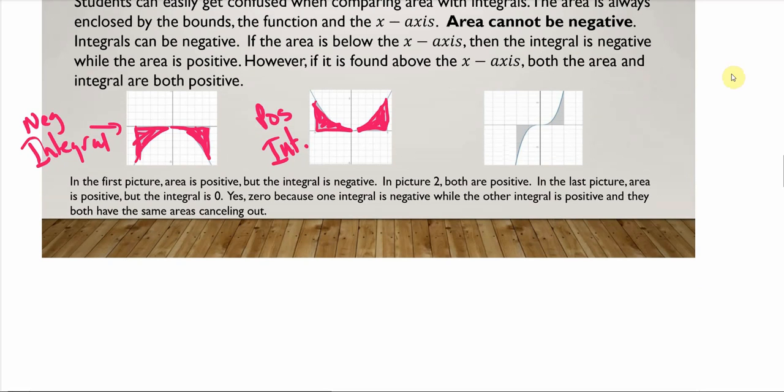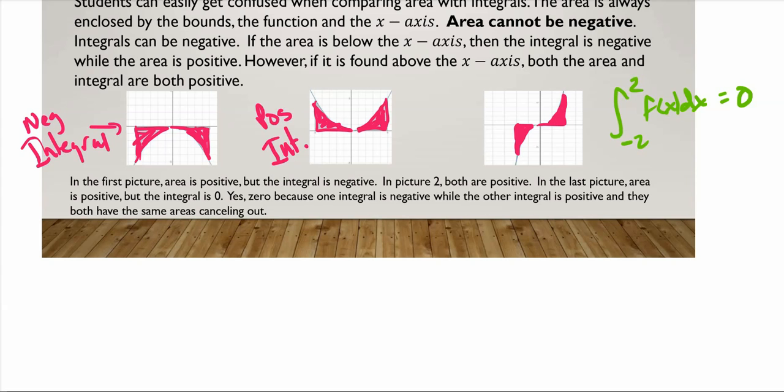Okay? On this one, if I was to say, do you see area? And you're going to say, yes, sir, I see area. I see area right here. And I see area right here. So if I was to add those areas, it's going to be some number, right? But if I was to integrate it, here's the kicker on this one. If I do the integral from -2 to 2 of this function, guess what this is going to give me? It's going to give me 0.